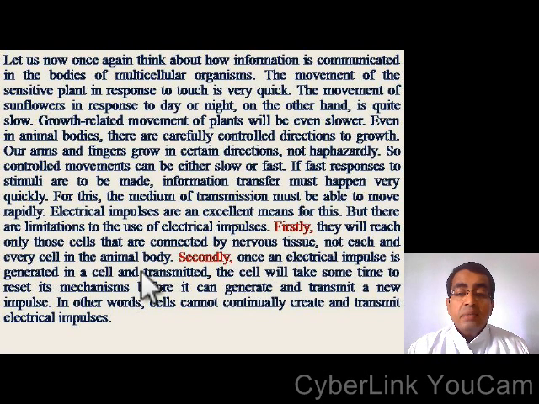Secondly, once an electric impulse is generated in a cell and transmitted, the cell will take some time to reset its mechanisms before it can generate and transmit a new impulse. In other words, cells cannot continually create and transmit electrical impulses.